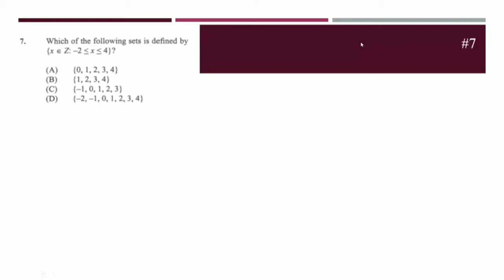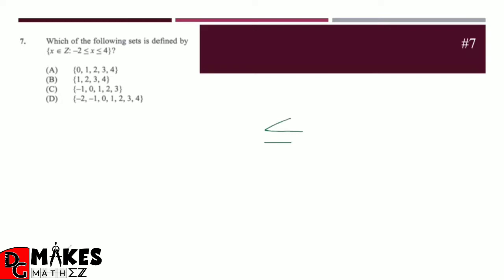So we're going to take a shot at question 7. Easy stuff. It says, which of the following sets is defined by, and you can see the notation. X is a set of integers from -2 to 4. Just to read it in depth a little more, hold on, let me write 2 notations here.